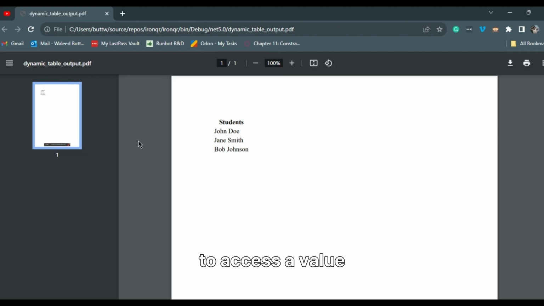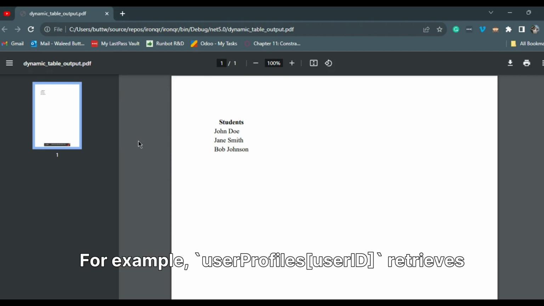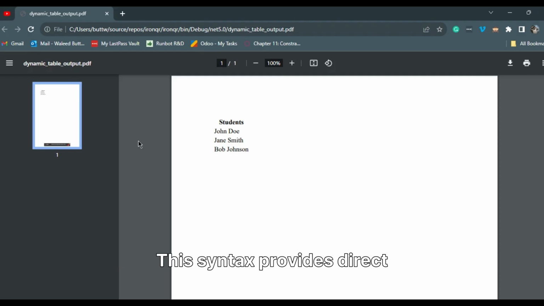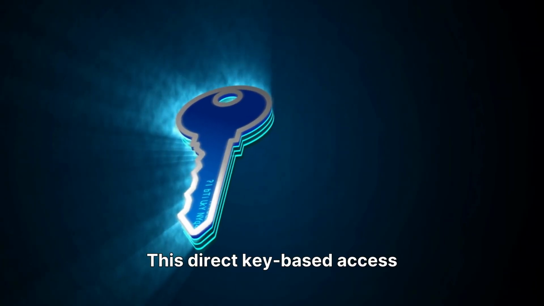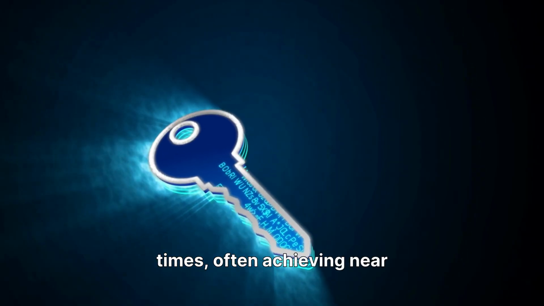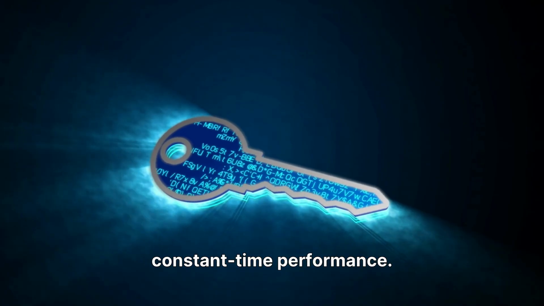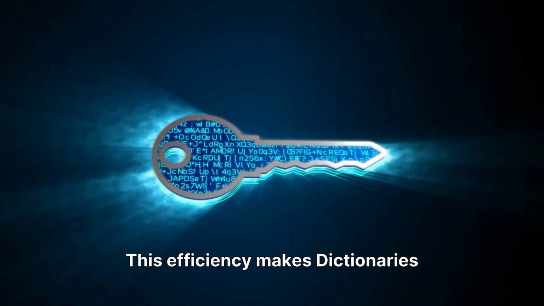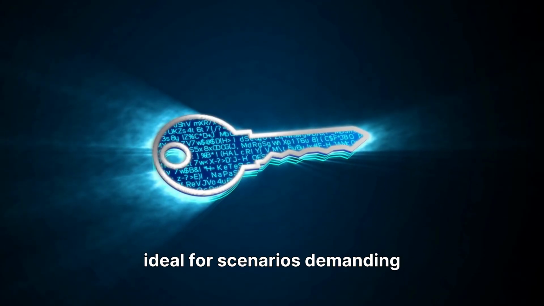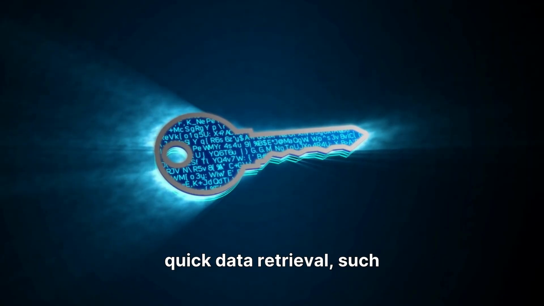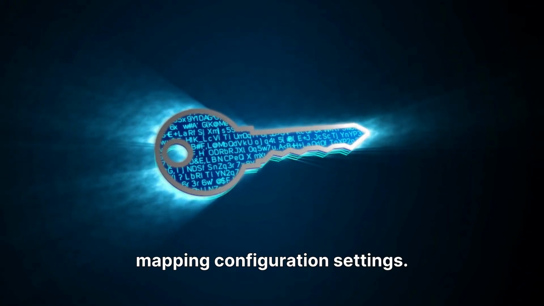The most common way to access a value using its key is square bracket notation, similar to an array index. For example, userProfiles[userId] retrieves the profile. This syntax provides direct and concise access to the associated value. This direct key-based access provides extremely fast lookup times, often achieving near constant time performance. This efficiency makes dictionaries ideal for scenarios demanding quick data retrieval, such as caching data or mapping configuration settings.